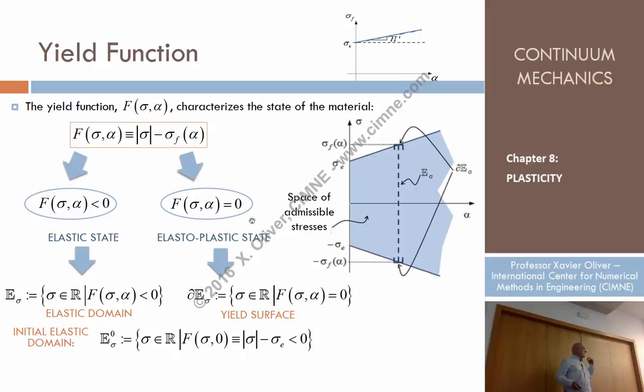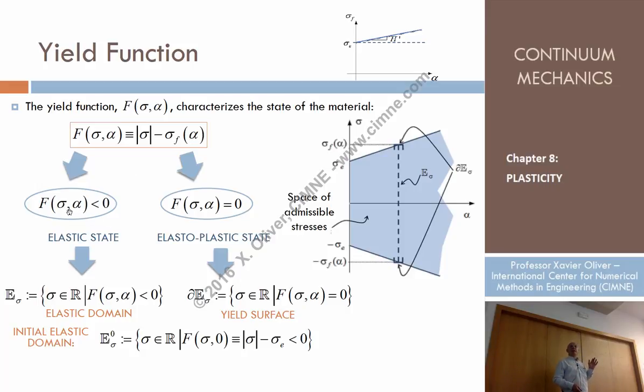Now, as the next ingredient, we define something that was called the yield function. The yield function is a scalar function of the stress and the hardening variable, alpha. So it was defined for uniaxial cases in that way: the modulus of the stress minus the yield function, which was given by the hardening softening law.